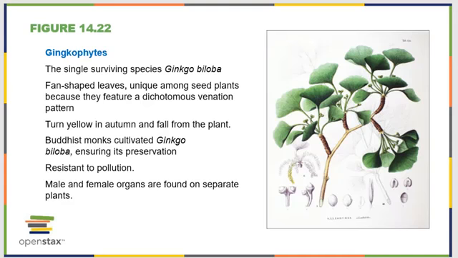A lot of Ginkgo biloba plants exist anywhere where Buddhist monks exist. They made tea out of them and helped to ensure their preservation. You find them a lot in cities that are trying to kind of revamp the city and bring back plant life because they're really resistant to pollution.